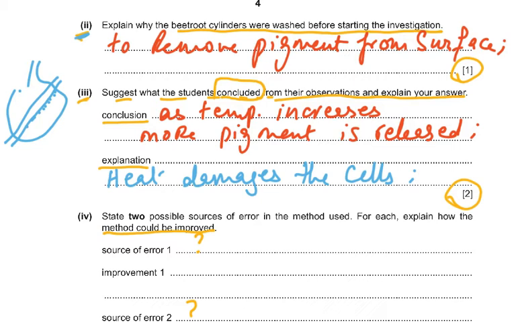Why would you wash anything? This is to remove something which is lying on the surface, you would wash it. Number 3, it says suggest what the student concluded from their observation and explain your answer.